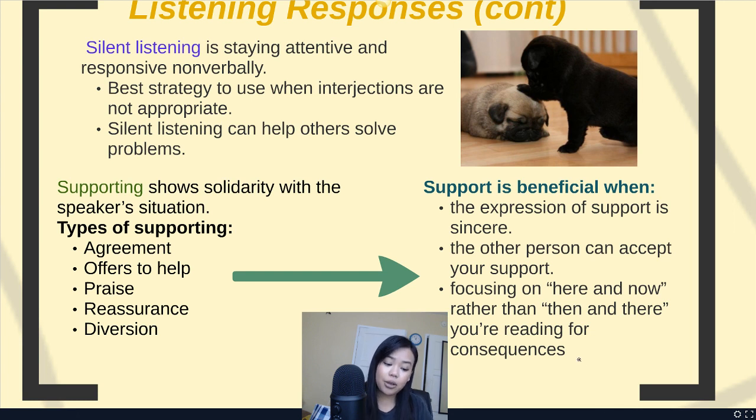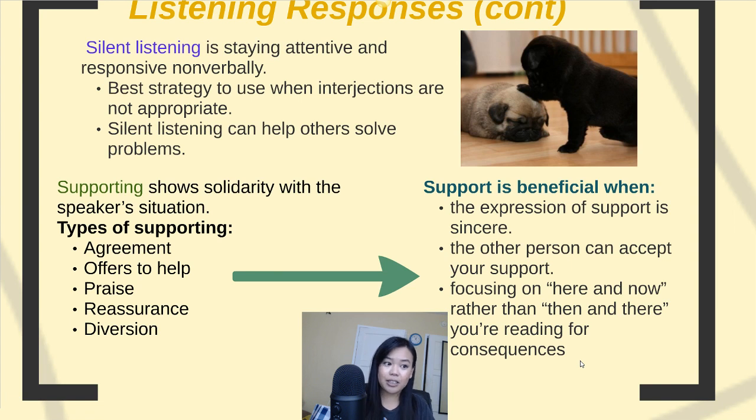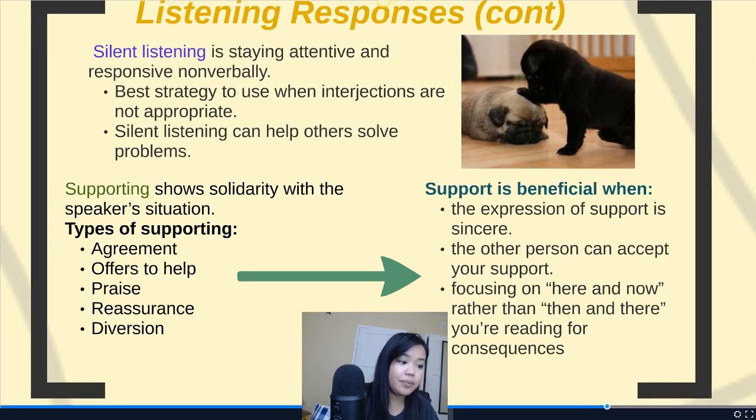Also really good when you're reading for consequences. When someone's asking you, hey, should I do this or should I do that? What you should be doing as a listener is, well, what are the consequences of doing that versus this? And that is a great form of support because you're helping that other person tease out their ideas and understand the consequences of their ideas.